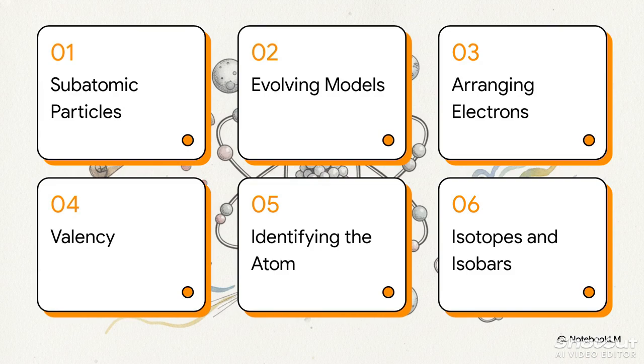Here is our roadmap for this journey. First, we'll meet the subatomic particles. Then, we'll look at the evolving models of the atom, how we arrange electrons in orbits, and dive into valency. Finally, we'll wrap up by identifying the atom and breaking down isotopes and isobars.